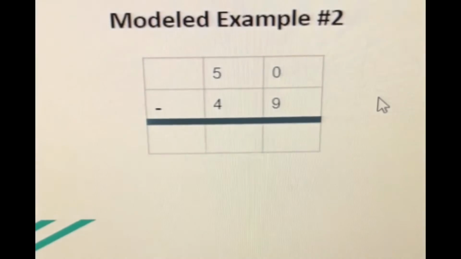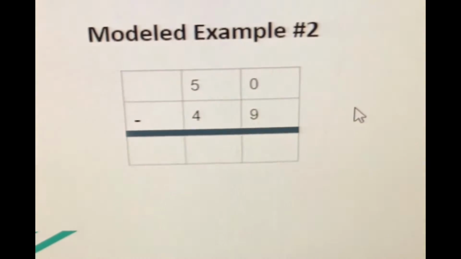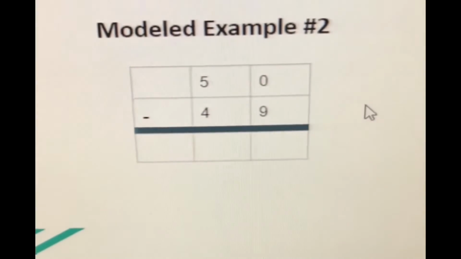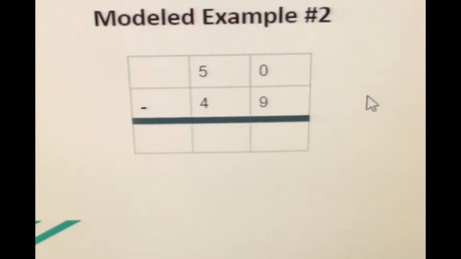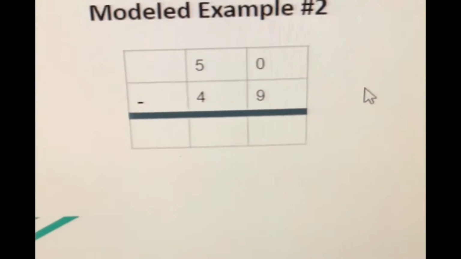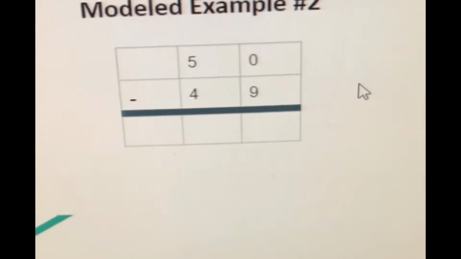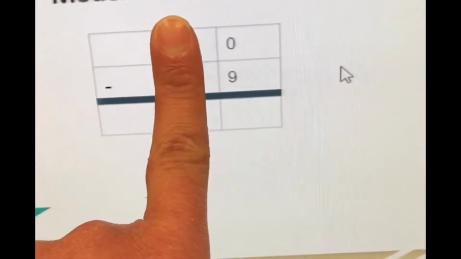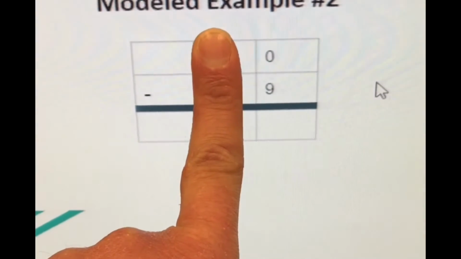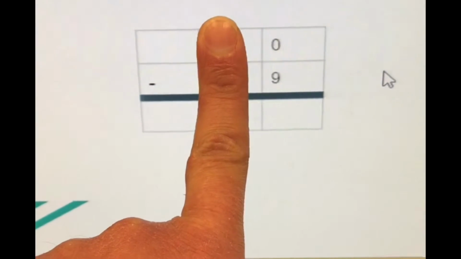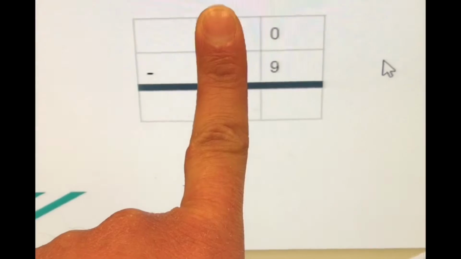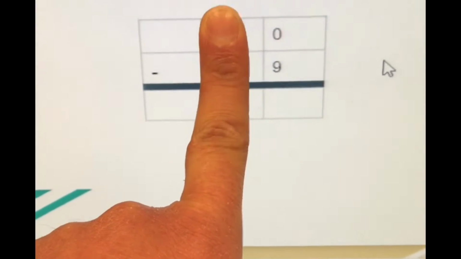Alright, example number 2. So remember, the first step before you do any subtraction is you determine whether regrouping is needed or not. We regroup when the number on the bottom in either the ones or tens place is bigger than the number on the top. So looking at the ones place first, 0 minus 9. Alright, so the bottom number is bigger. 9 is bigger than 0. We cannot start with 0 and take away 9, so that tells me that we do need to regroup.